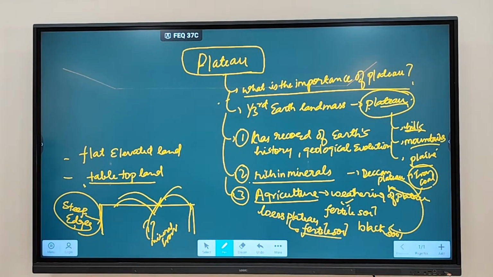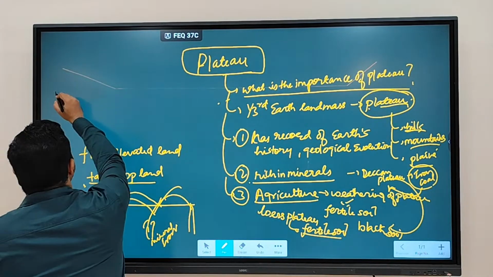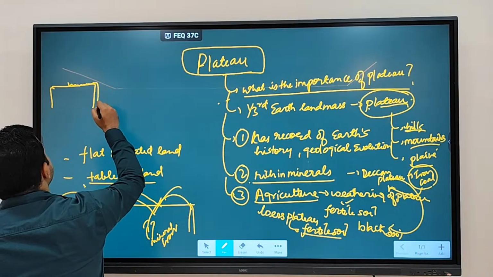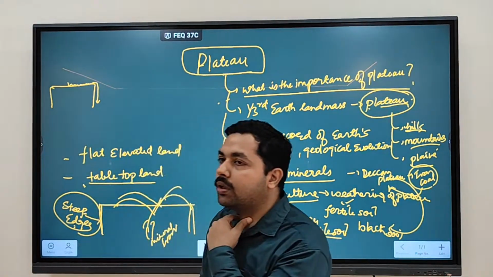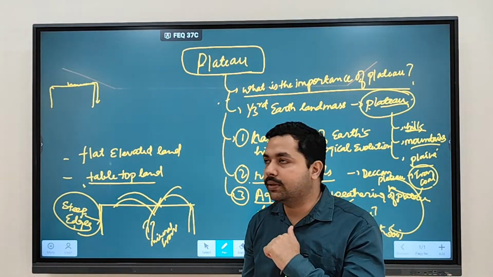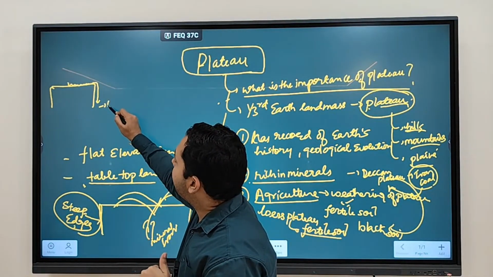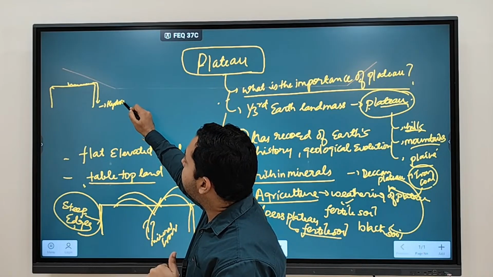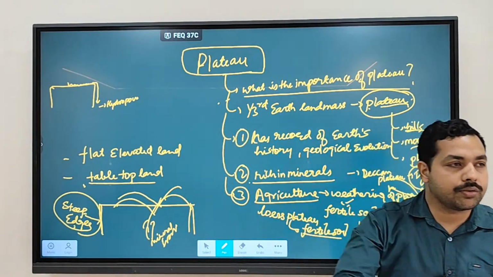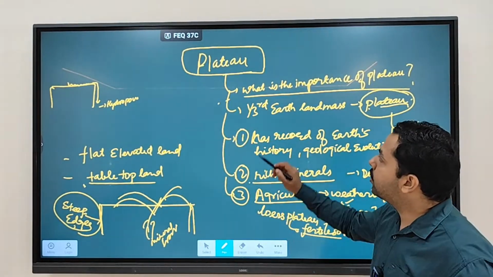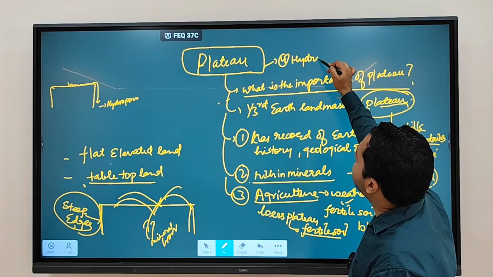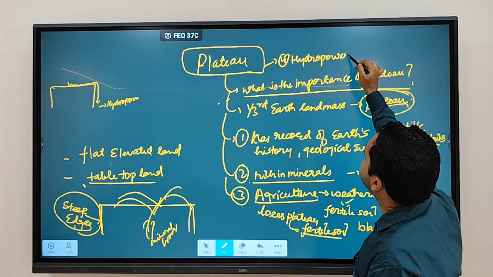Then, as we discussed, it is a tabletop land. When it is a tabletop land, what will happen? You will see rivers flowing like this and then falling like this. So when river flows and falls like this at the edges, you can use it for hydropower generation. Fine. So another important source that plateaus have is they can help in hydropower generation.